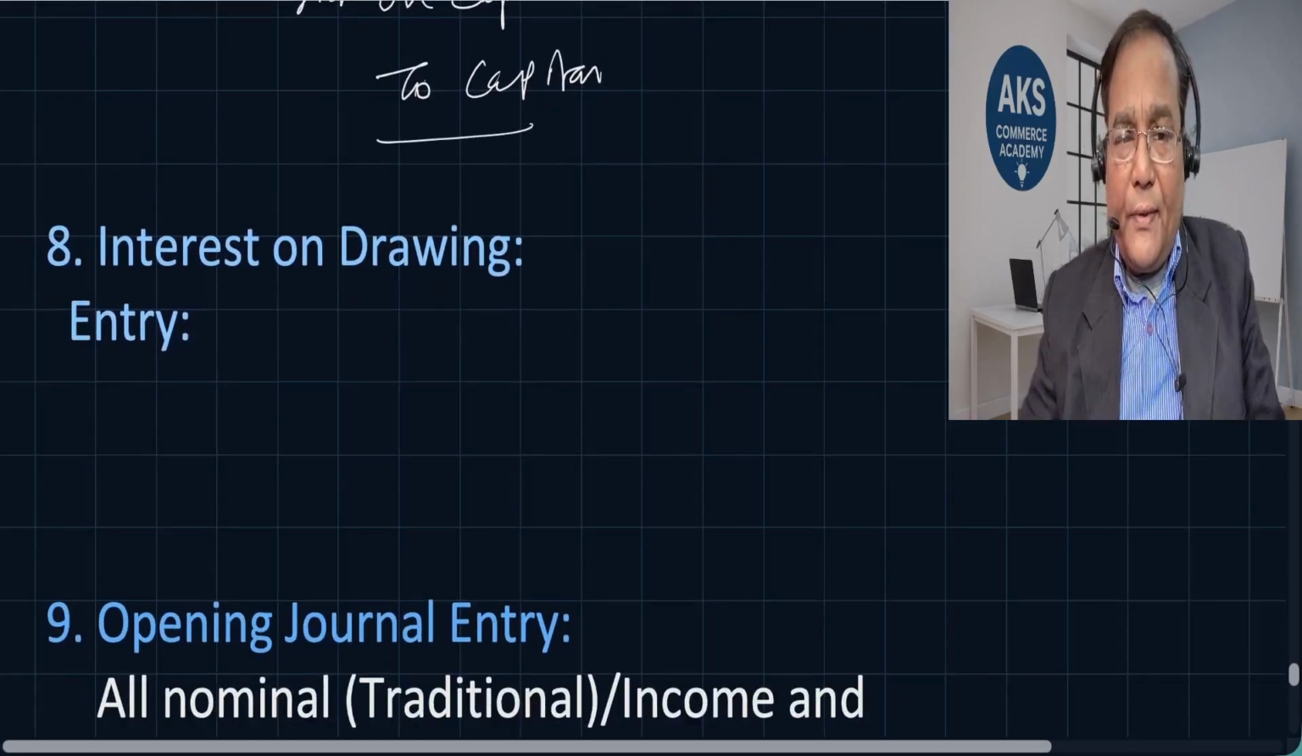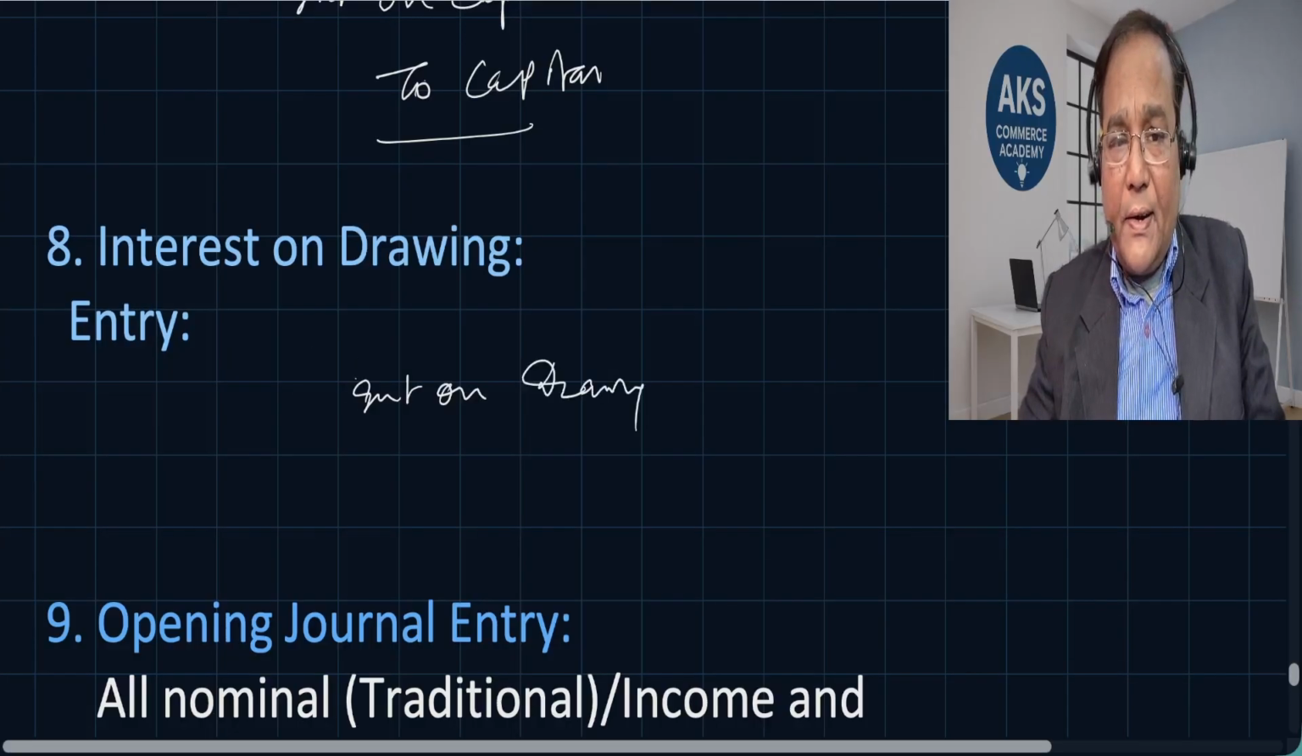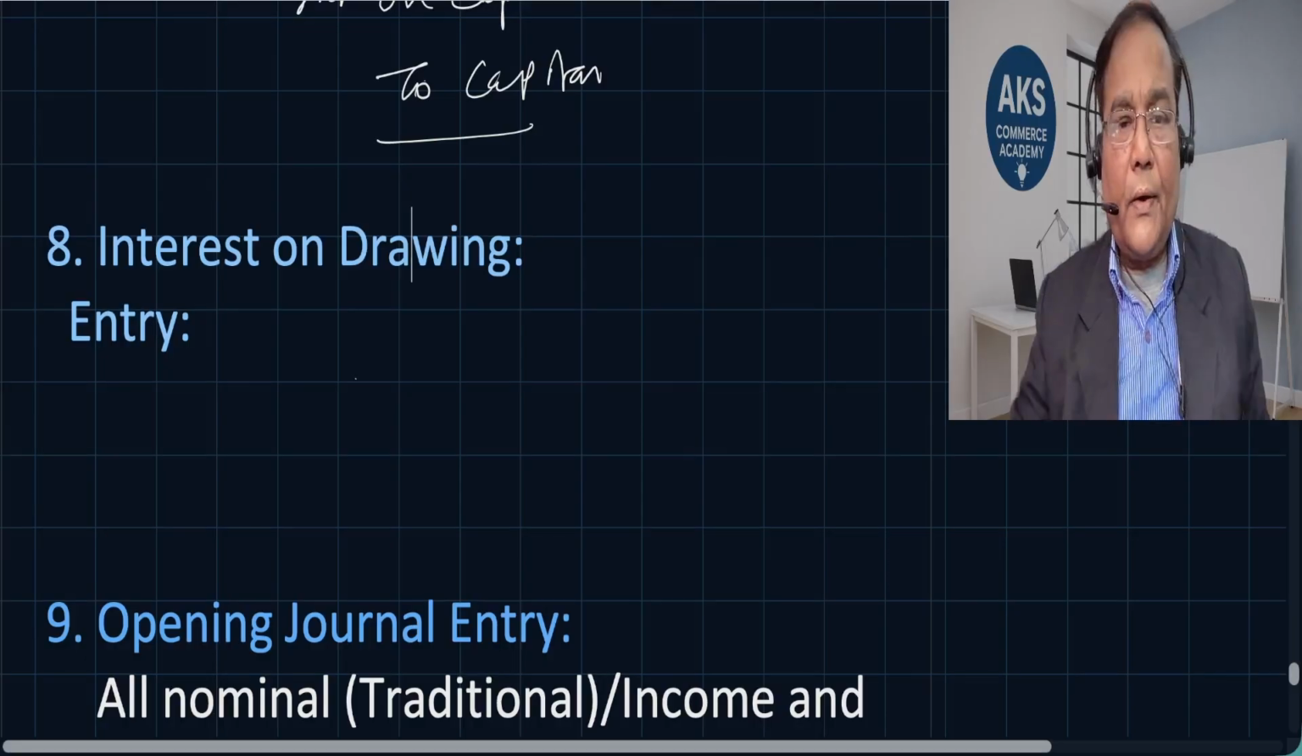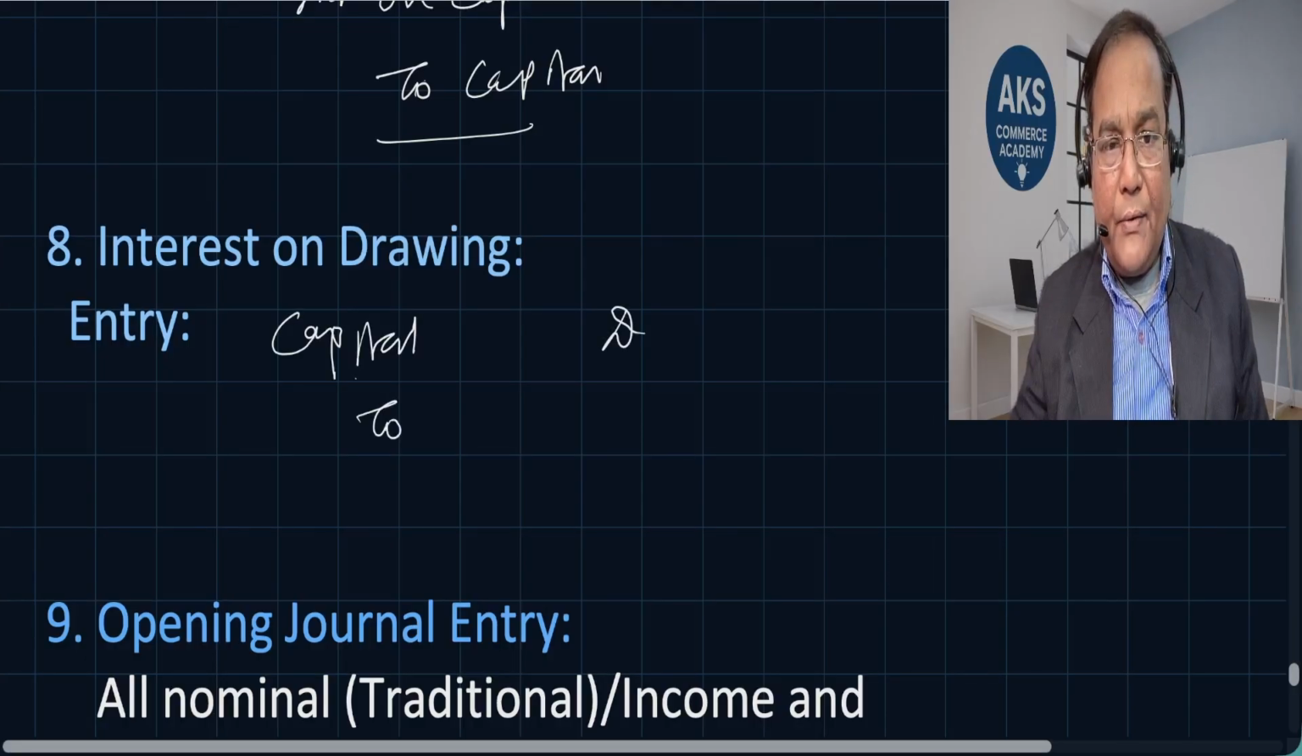Interest on drawing, similarly. It is an income for the firm. So what is the entry we are going to do? Interest on drawing is credited, and capital is debited. Okay, so this is the interest on drawing. It is an income for the firm, so capital is debited and interest on drawing is credited.